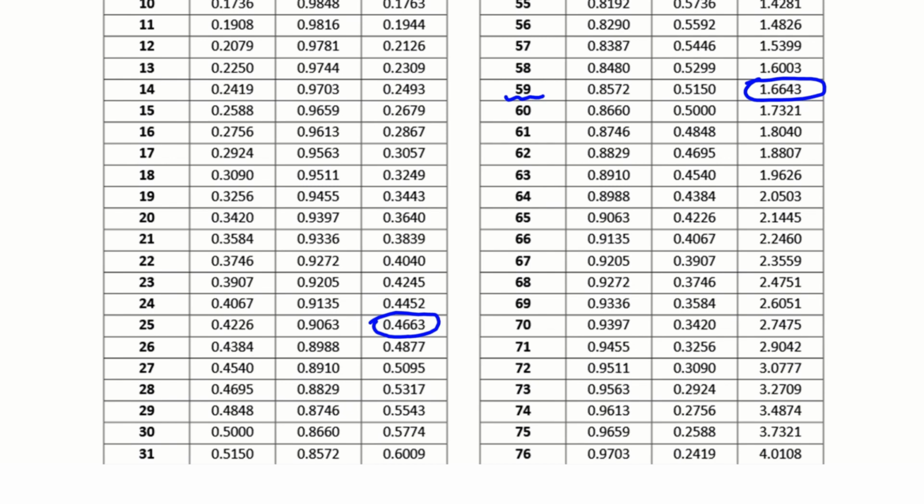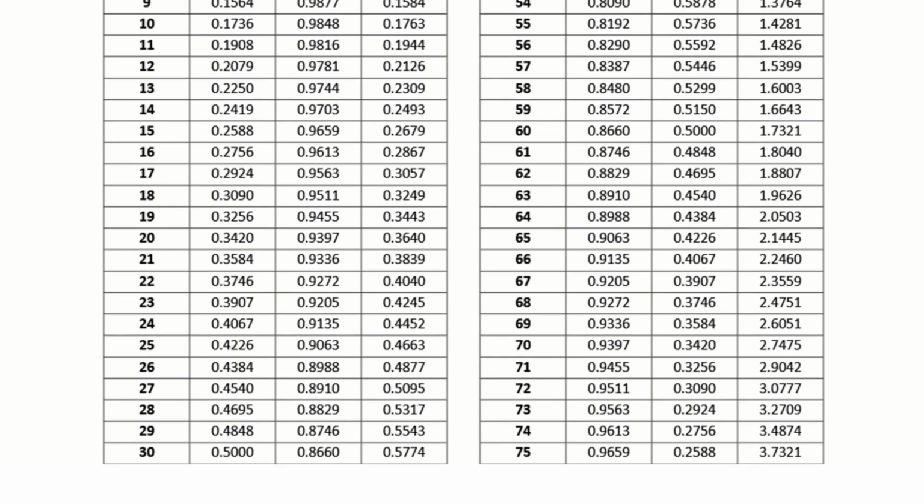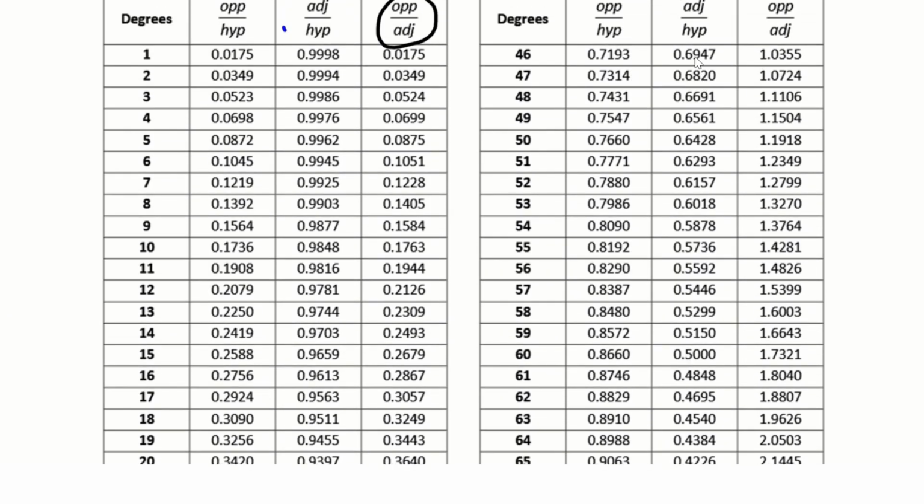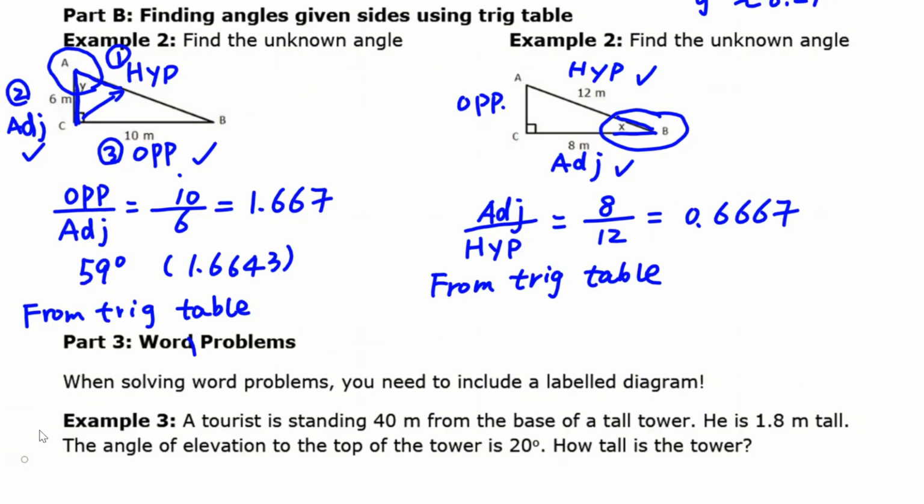Adjacent over hypotenuse, it will be the 3rd column. Okay, 3rd column, and it is 0.6667. So we are going to check. Adjacent over hypotenuse is this 3rd column and 0.66. You will see it's in order from largest to smallest. So you can find that is 48 degrees. So this one is 48 degrees, and the corresponding ratio is 0.6691.